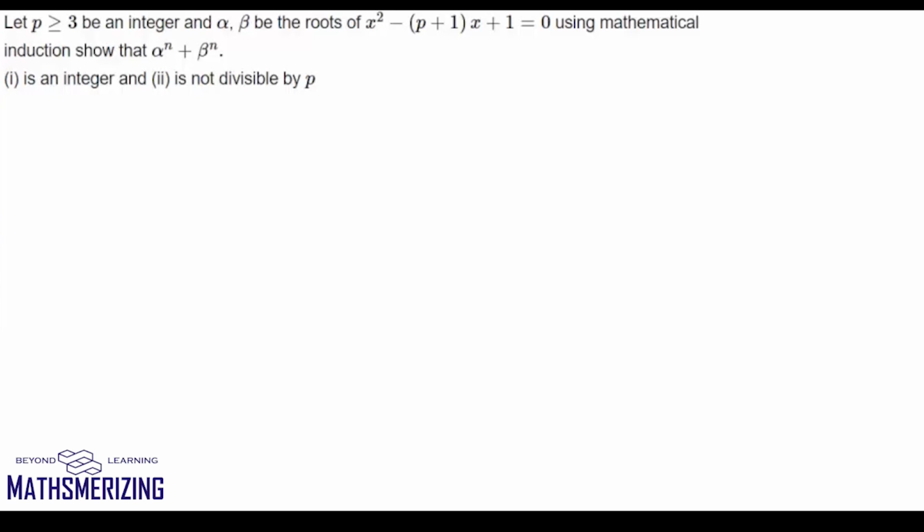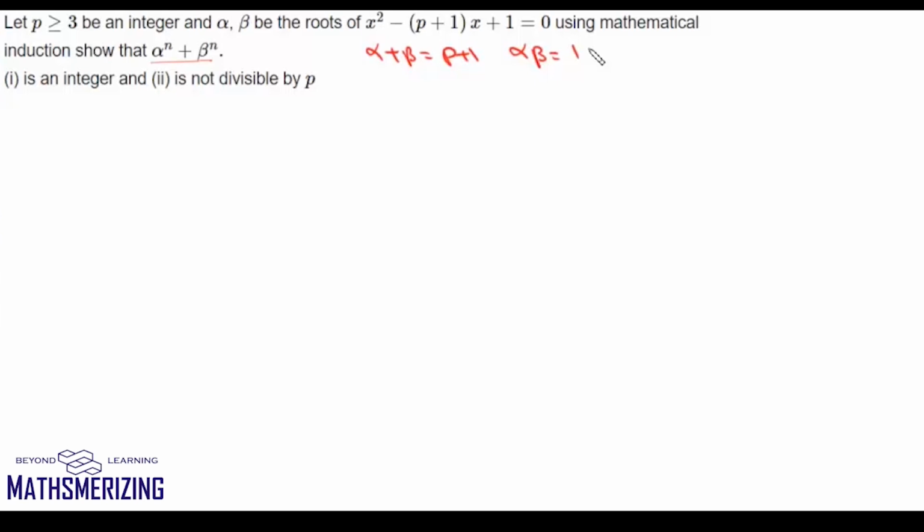Now here the question is, let p greater than or equal to 3 be an integer and alpha, beta be the roots of this equation. Using mathematical induction, show that alpha to the power n plus beta to the power n is an integer and it is not divisible by p. So we can write sum of roots. So we know alpha plus beta will be p plus 1 and alpha into beta will be 1.